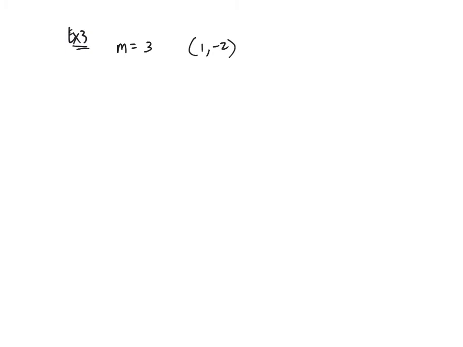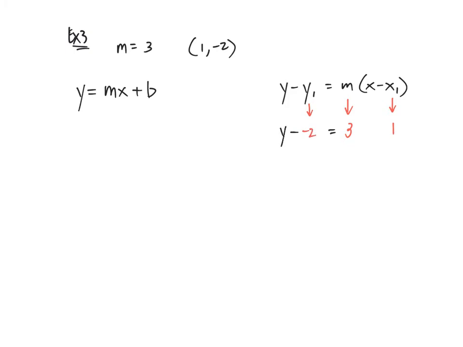Now of course you could do this 2 ways. You could just go straight to the y equals mx plus b slope-intercept form, or you could do the point-slope form. My personal preference when we're dealing with a situation where you have a point and you have a slope is to use the point-slope form. Okay, so using the point-slope form, you'd put 3 for m, you'd put 1 for x1, and you'd put negative 2 for y1. So now your equation looks like this, and then you just simplify it.